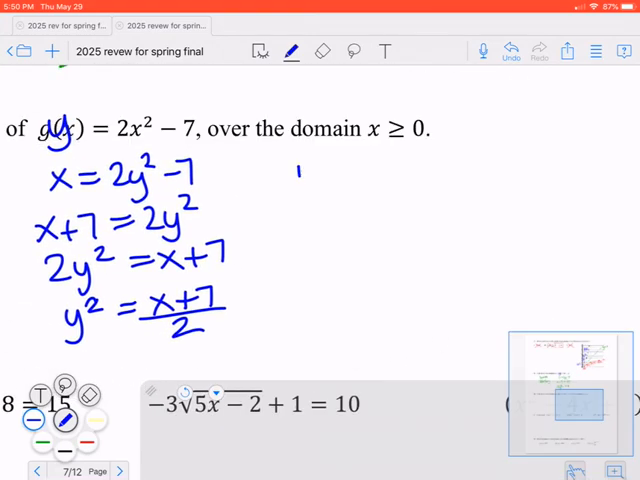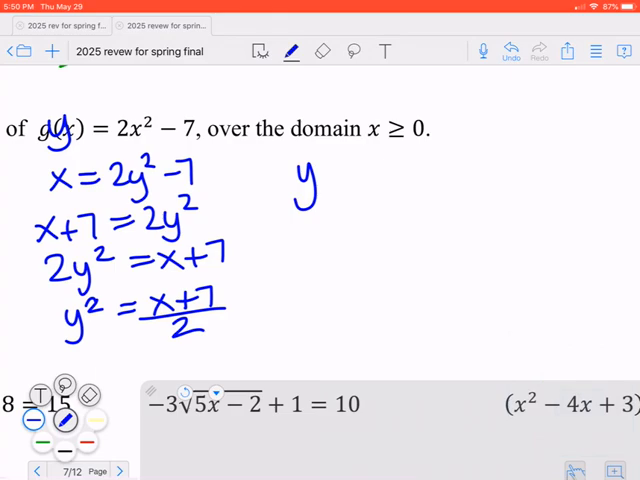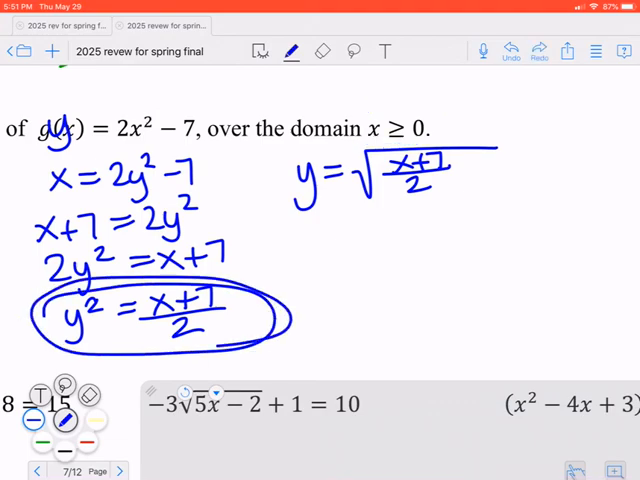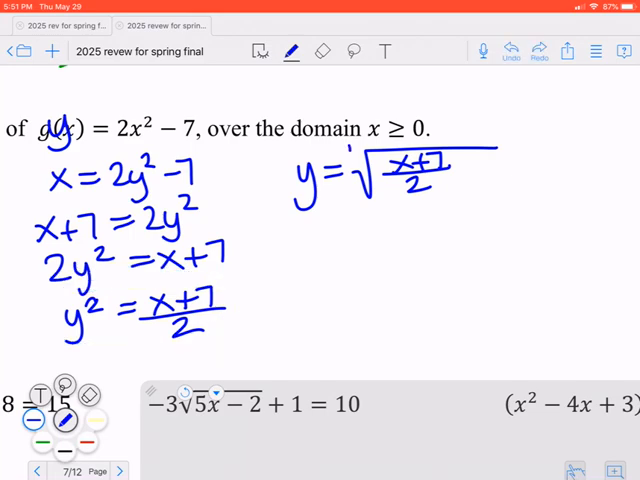So to solve for y, we take the square root of both sides. So the square root of x plus 7 over 2. And so this domain, x is greater than 0. When we're solving for a variable and we take the square root of both sides, we normally would have to say plus or minus that. But since they're saying to make this positive, greater than or equal to 0, we're just going to answer with the positive one.